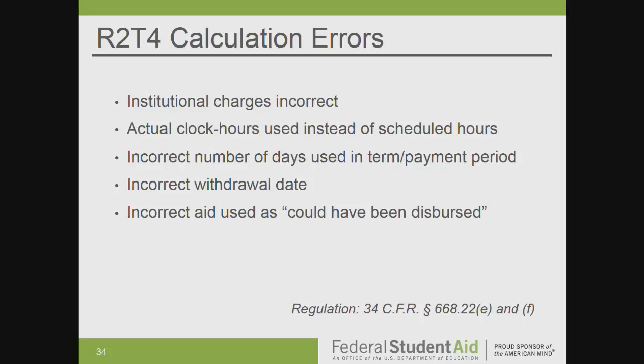All right, for solutions to R2T4 calculation errors, obviously you want to do a quality control check in your office. Let's say your associate director does the R2T4s or the bursar does the R2T4s. You might want to pull a representative sample, 10 or 20 of those. Make sure they're correct, make sure they're timely. R2T4 late was discussed earlier. That's also a fairly significant issue. So do that quality control check.